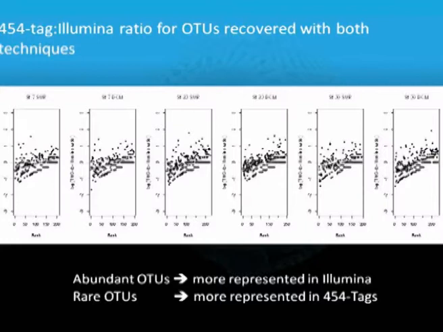And what we have here is the ratio between tags and Illumina: rank here, and a ratio of abundances here. We see always this pattern, which means that the abundant OTUs, which are near here, seem to be more represented in Illumina, and the rare ones seem to be more represented among the tags. We think this is related to the PCR processes. But this is ongoing work, so it might change our conclusions a little bit. We've been discussing quite a lot, but we are not 100% sure about this.